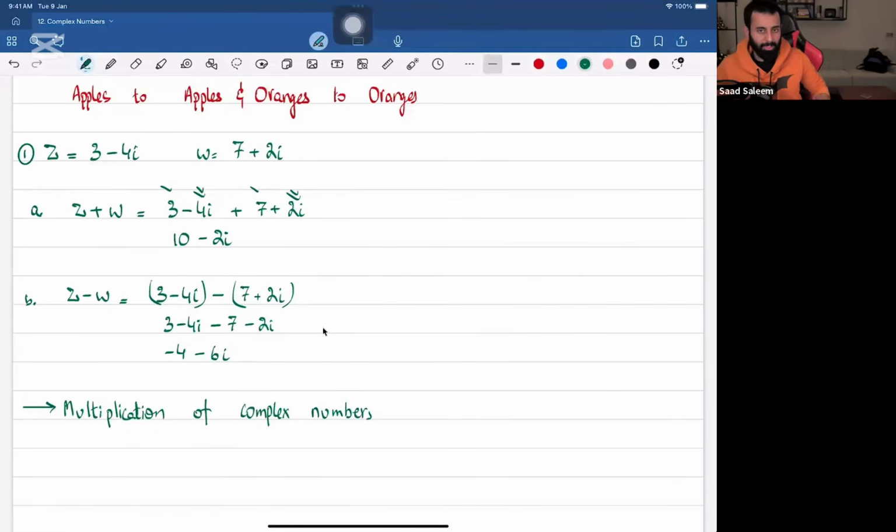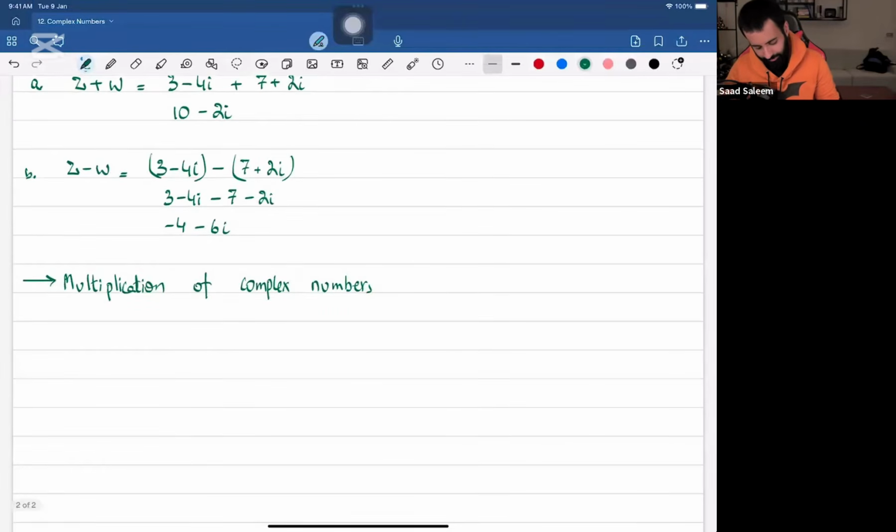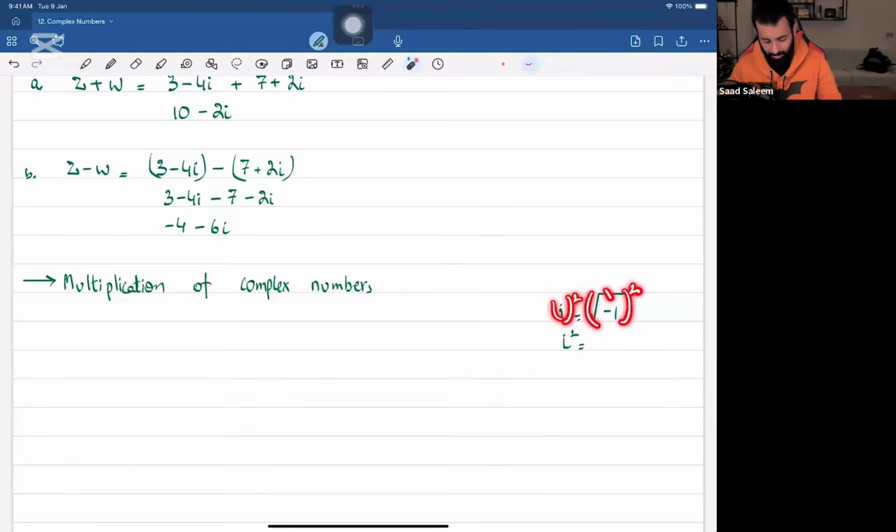Now, before I talk about multiplication of complex numbers, there is an important concept which you need to understand. Ideally, you should memorize it, but first understand it and then you can memorize. We know that iota is equal to the square root of minus 1. What happens if I take the square on both sides? I becomes I squared, and the square and the square root cancel out each other, so iota squared is equal to minus 1.